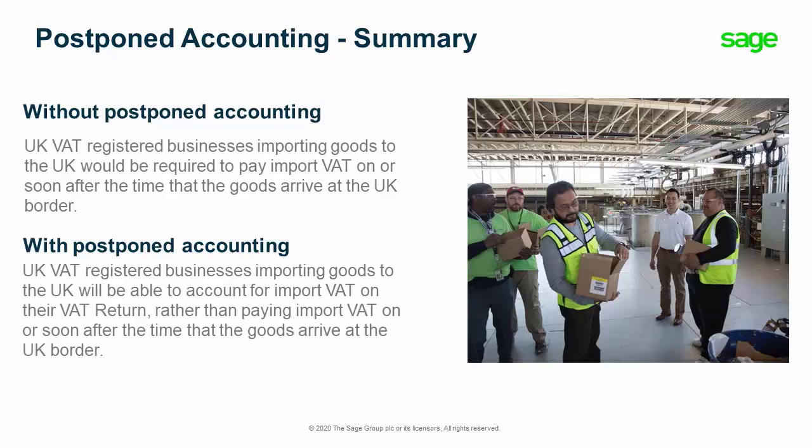So without postponed accounting, UK VAT registered businesses importing goods to the UK will be required to pay import VAT on or soon after the time that the goods arrive at the UK border. But with postponed accounting, those UK VAT registered businesses importing goods to the UK will be able to account for import VAT on their VAT return, rather than paying the import VAT on or soon after the time that the goods arrive at the UK border, so they don't have that initial outlay of money.